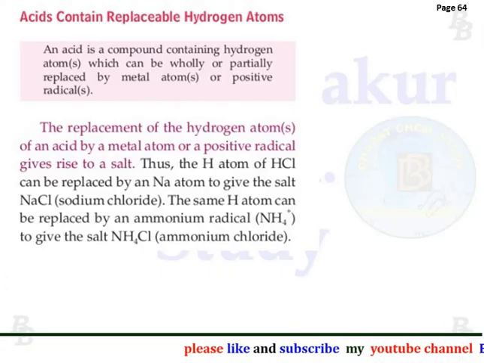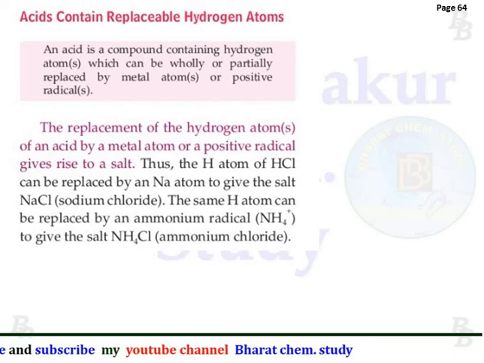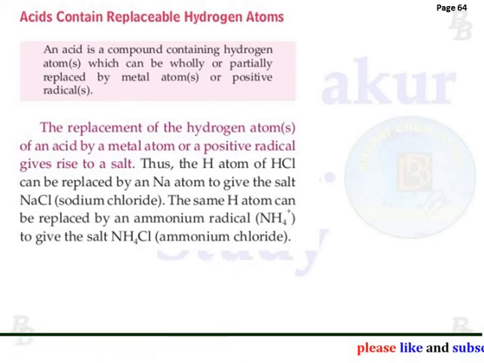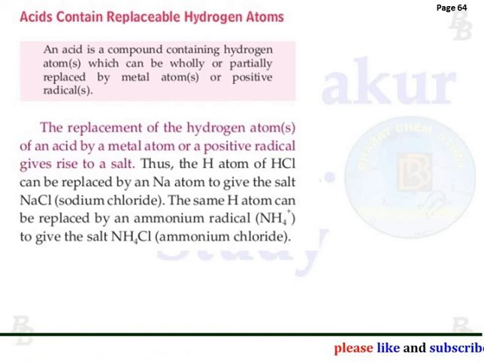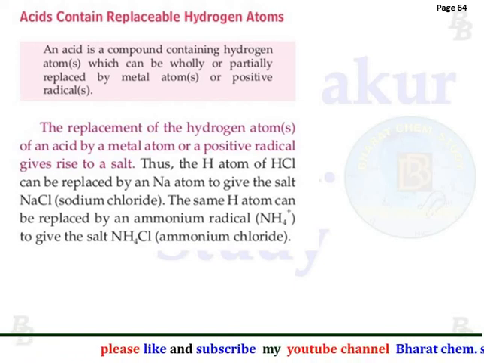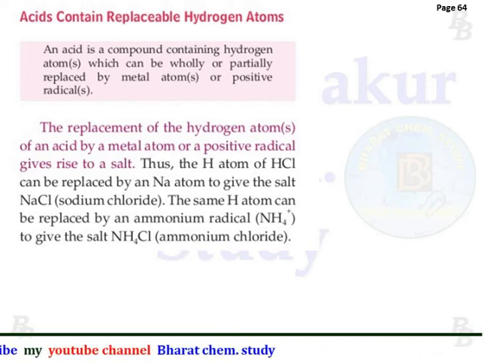Now acid contains replaceable hydrogen atoms. Student, we have studied from the beginning that acids are the substances which contain hydrogen in them. That hydrogen can be replaced wholly, meaning completely, or partially, meaning some of the hydrogen can be replaced but some still remain there, by metal atom or positive radicals.